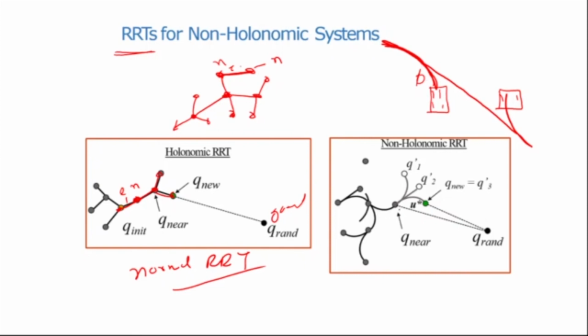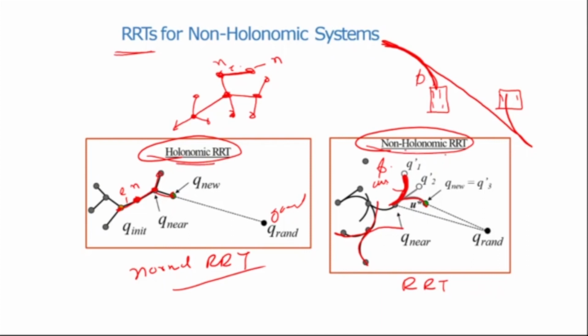So these are holonomic RRTs. In the case of non-holonomic RRT, each of these edges are curves, the maximum curve that the car can take. So I can go this side, I can go this side. That means this is the maximum steering angle by which the car can go forward or backward. If I go backward, it will be like this. Please note that these edges are now curves corresponding to phi, the steering angle of the car. So this is a holonomic RRT, this is a non-holonomic RRT.